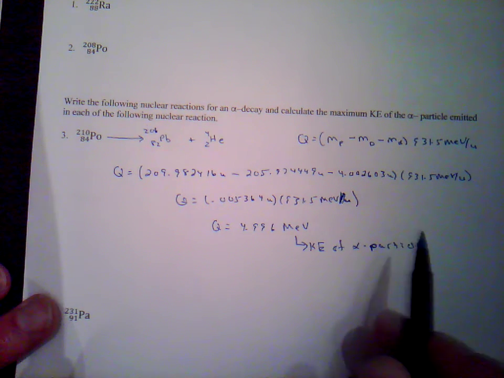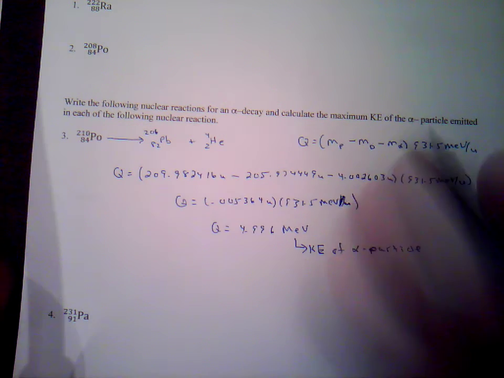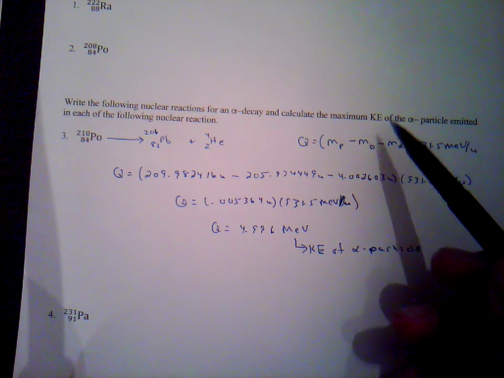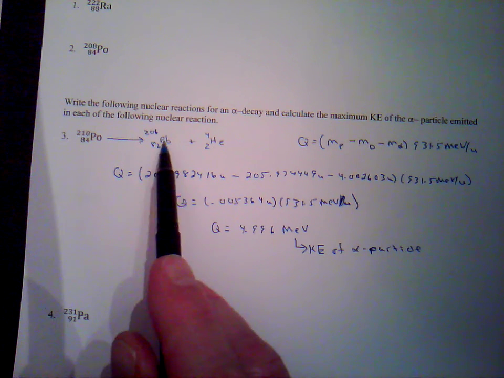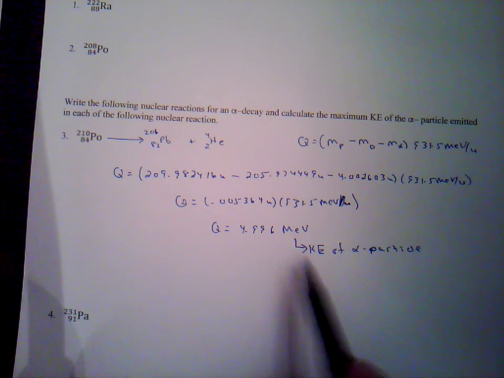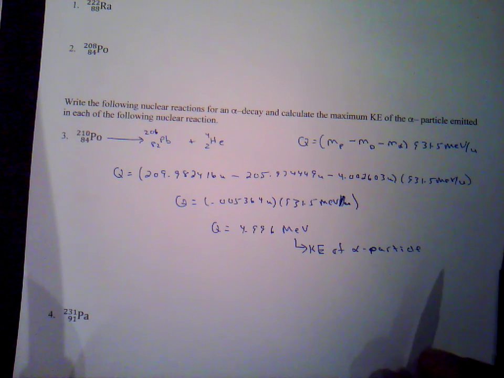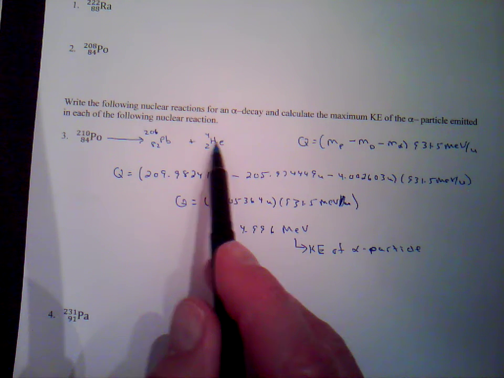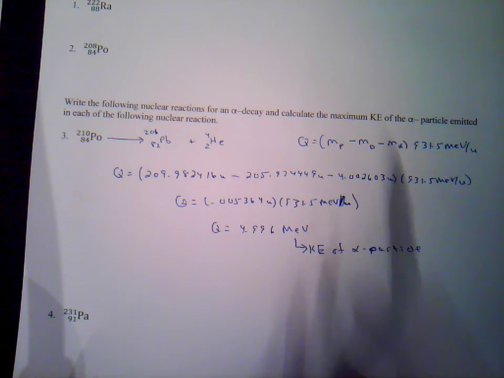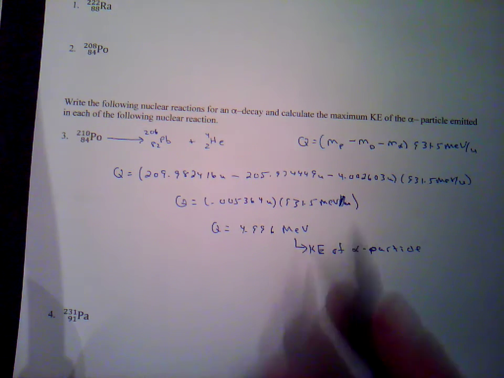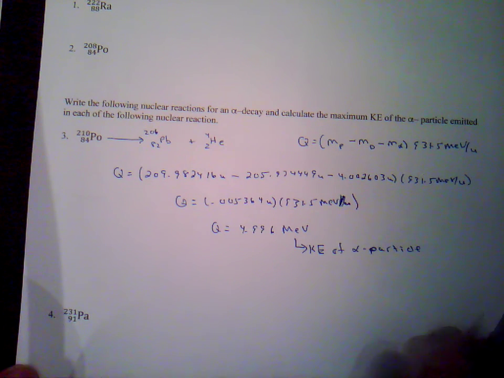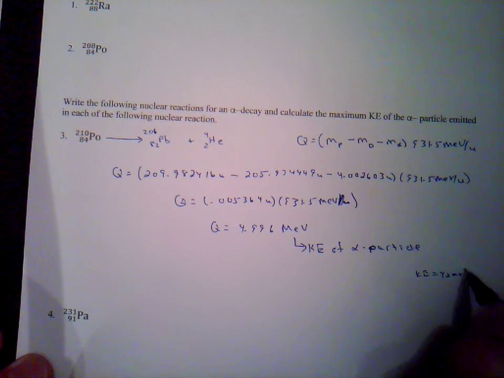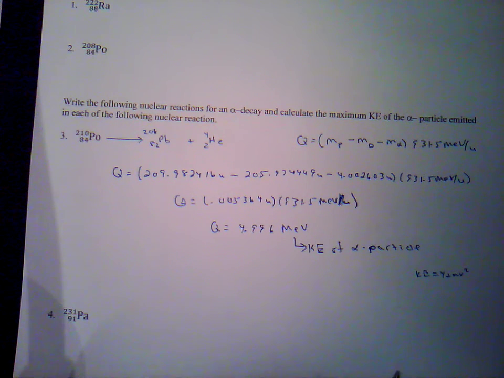Now, if it's set up here that 20% of it was converted to kinetic energy of the alpha particle and 80% to kinetic energy of the lead-206, then we could split that up and determine the kinetic energies of each. And of course, if we know the mass of the alpha particle, which we do, and that's the kinetic energy of it, we could also determine the speed that the alpha particle is traveling because of the equation kinetic energy equals 1/2 mv squared. Just a little aside there.